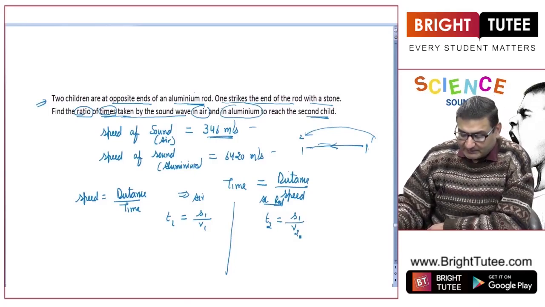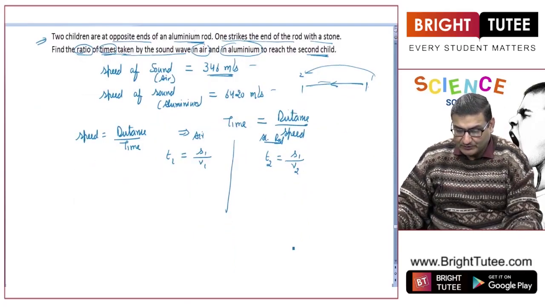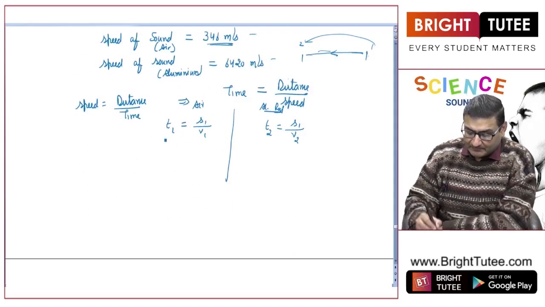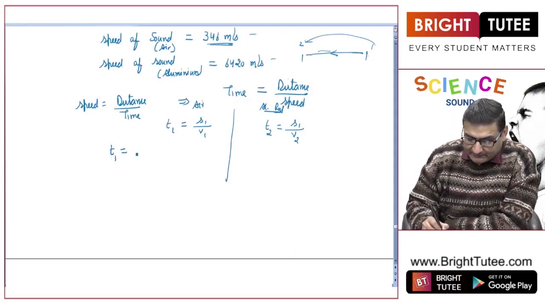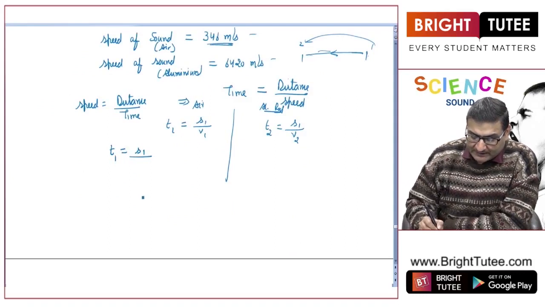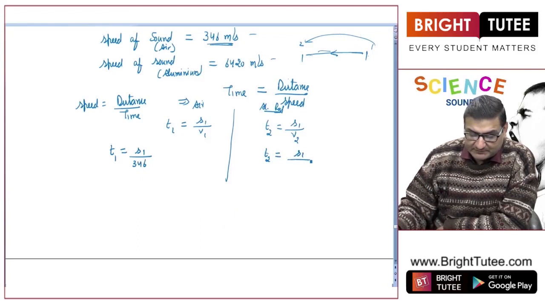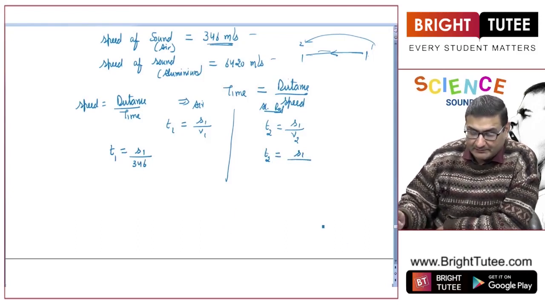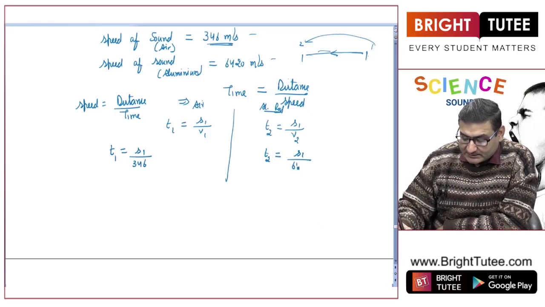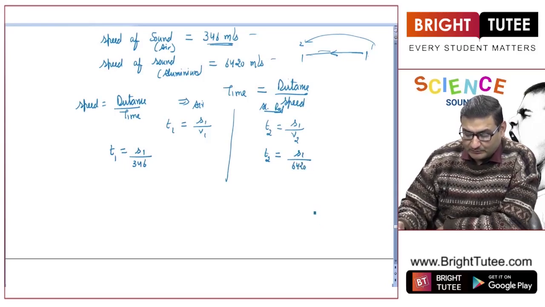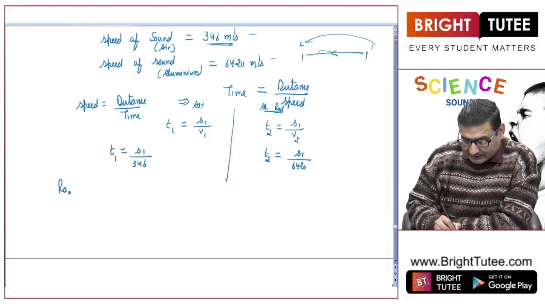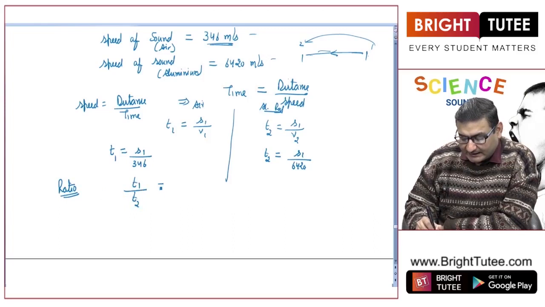We have to calculate the ratio. The time taken in air will be the distance S1 divided by the speed, that is 346, and the time taken in the aluminium rod will be the same distance S1, which we don't know. You can keep it X also or D also. And the velocity is 6420. The answer we are required to calculate is the ratio of times, that is T1 by T2.